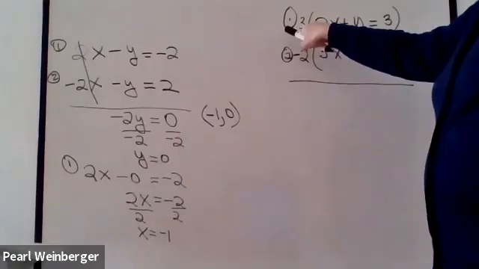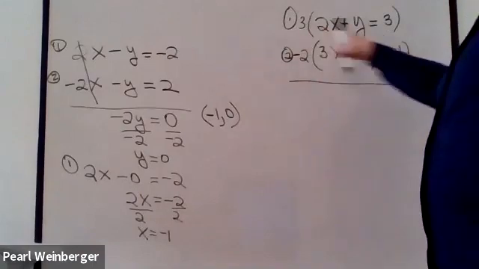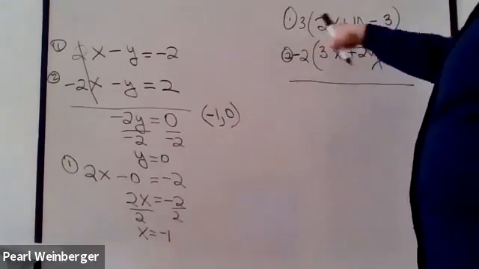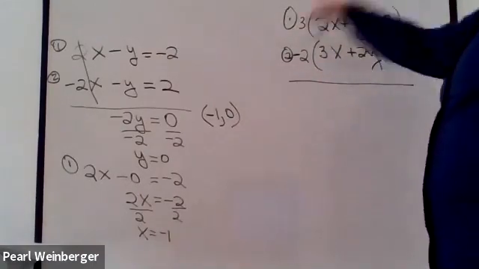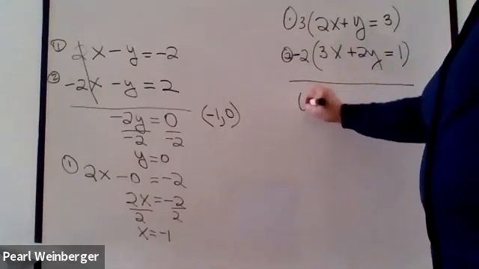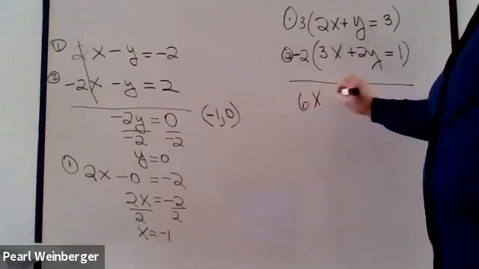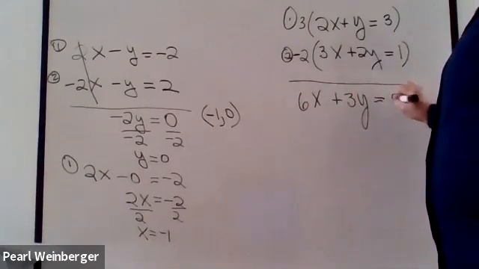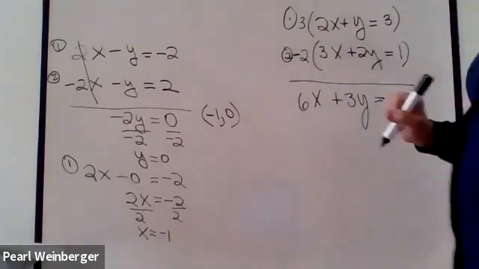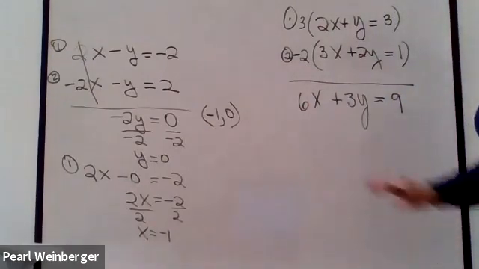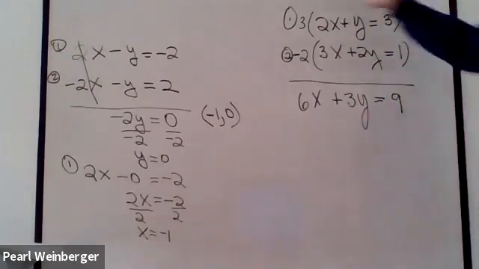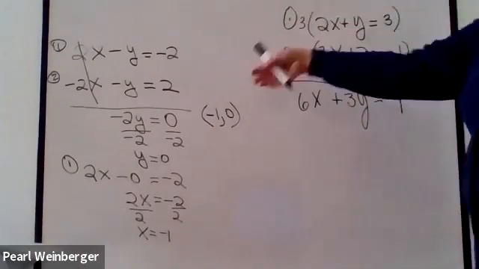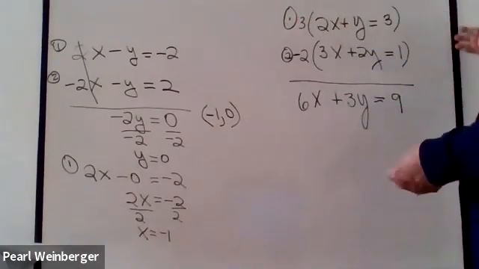So if I multiply my first equation by 3, and I have to multiply everything, not just the x's, but everything by 3, I'll get the equation 6x plus 3y equals 9. Don't forget to multiply on the other side of the equation as well. It's like using the distributive law. You're just doing everything.